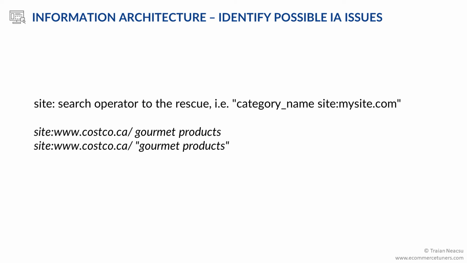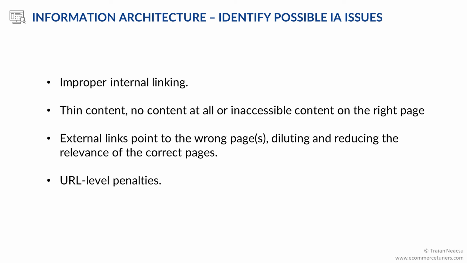SEO can help identify possible information architecture problems. You can perform the site query on Google to see whether search engines list the right page at the top. You can also use products and subcategories in the site query. If what you deem to be the most relevant page doesn't show up at the top of the results, various reasons are possible, such as improper internal linking when the internal linking architecture doesn't support the correct page, thin content, no content, or inaccessible content on the right page, external links pointing to the wrong pages, or it can be caused by page-specific penalties.